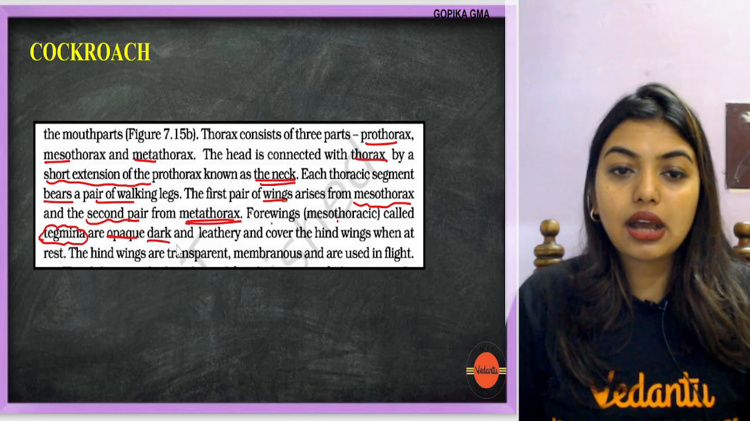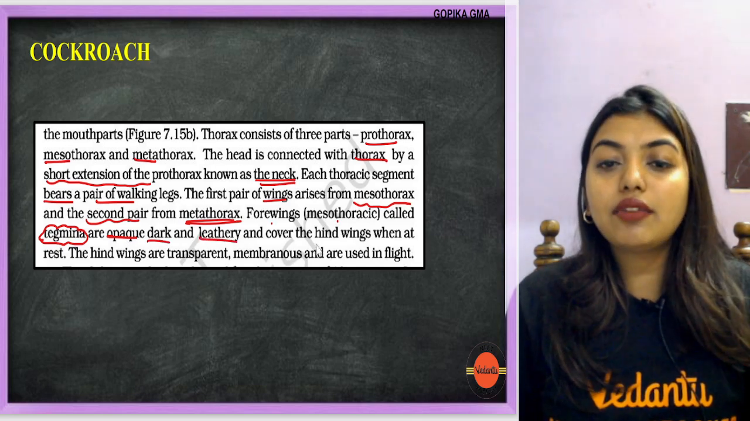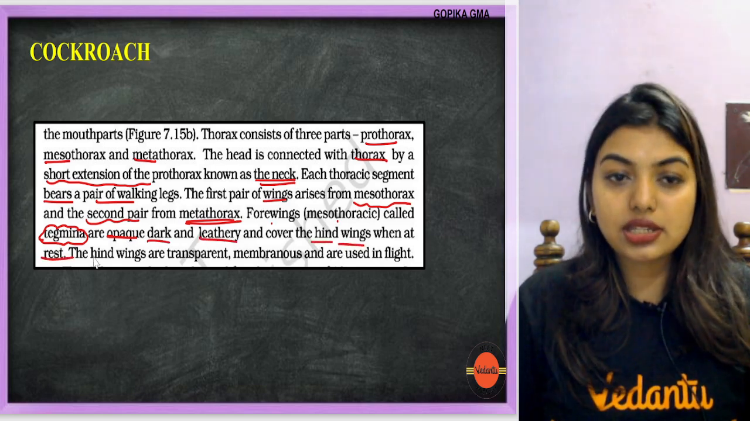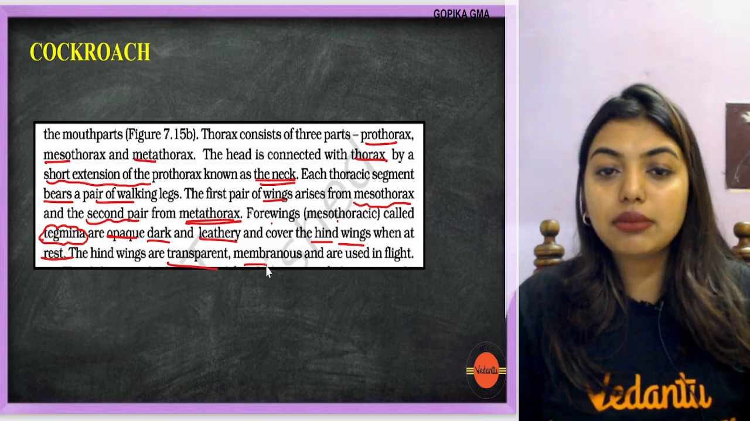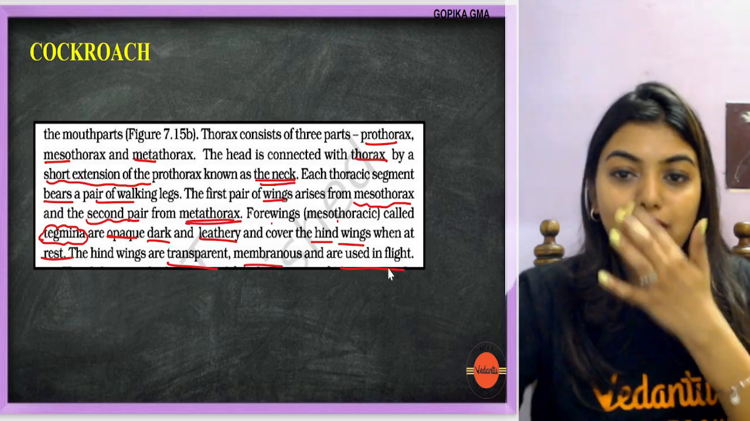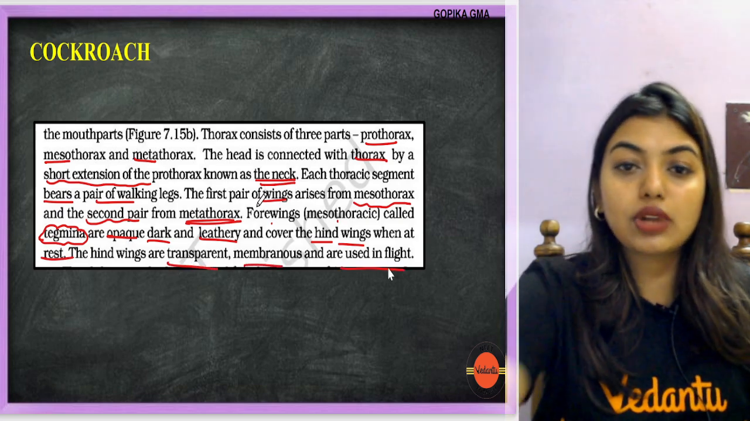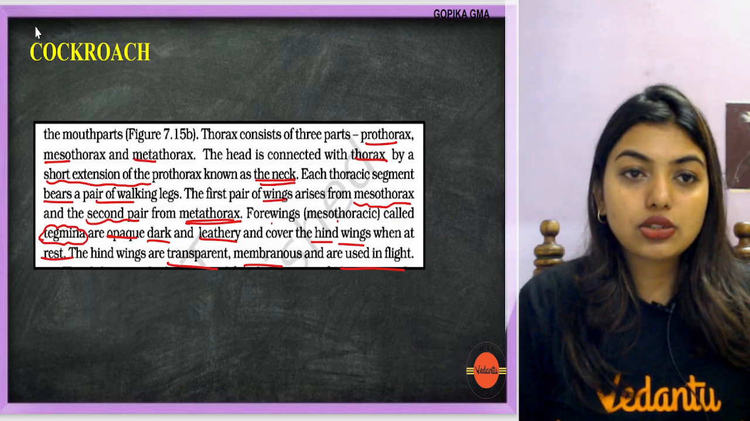They are opaque, dark, and leathery, and cover the hind wings when at rest. Now the hind wings are transparent, membranous, and are used in flight. Okay, now we have lots to write, lots to remember, so let's do that.